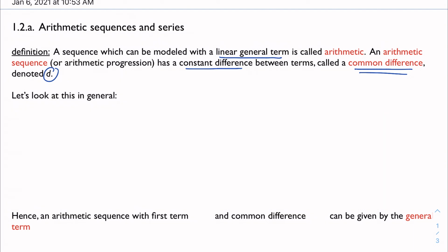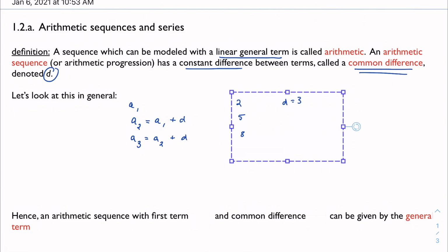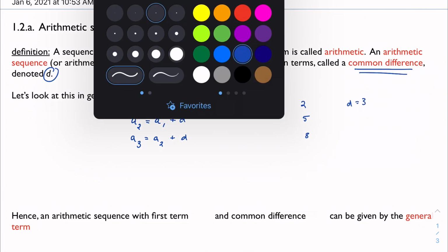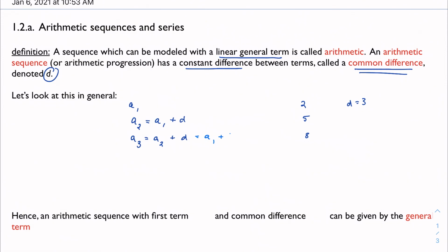Let's call an arithmetic sequence's first term a sub 1. So then to get a 2, well, we're going to take a 1 and add that common difference. For example, if my first term was 2 and then maybe my common difference is 3, then my next term is 5. Well, to get a 3, I'm going to take a 2 and add the common difference, which is really just the same as taking a 1 and adding 2 common differences.